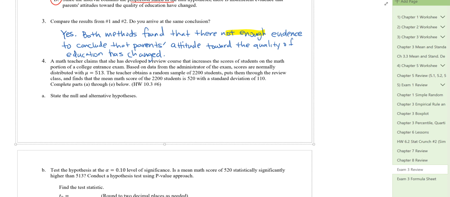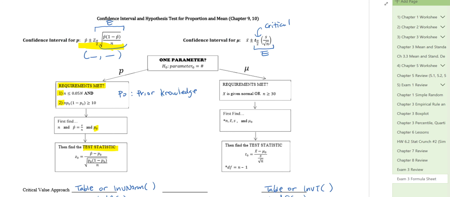All right, let me take you back to the formula page again so you can see one more thing. We did the confidence interval for proportion, and we also did the hypothesis test for the two-tailed test. In the next video, I'm going to do a confidence interval for mean, and then also a hypothesis test for mean.